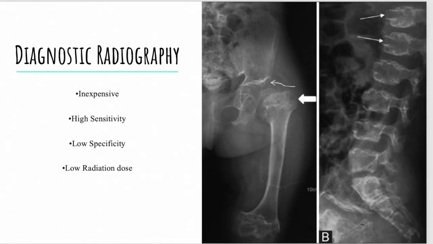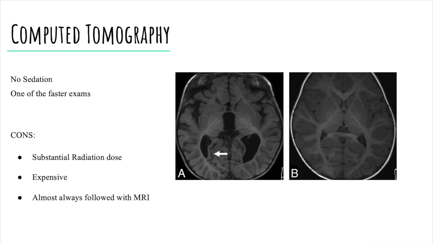All right, so right here we have diagnostic radiography. This image is inexpensive, has high sensitivity, low specificity, and a low radiation dose. You can see more of the bony structures in this image than you can in the MRI. It looks kind of translucent. The computed tomography has no sedation and is one of the faster exams that we provide. The cons of this type of image, though, are its substantial radiation dose. It's very expensive, and it almost always is followed with an MRI because it doesn't show specific details of the things that we're looking for.